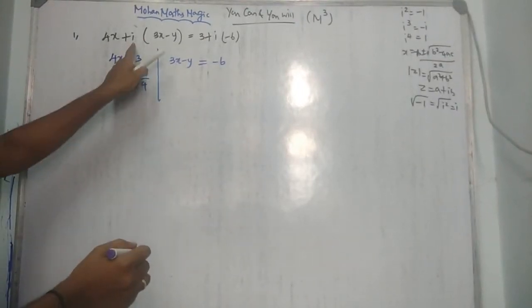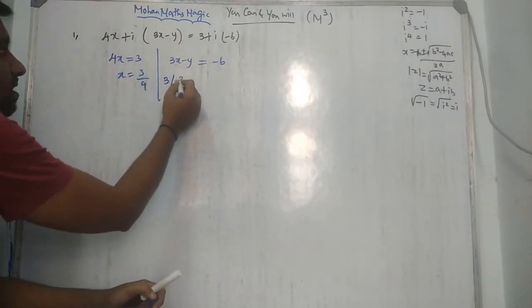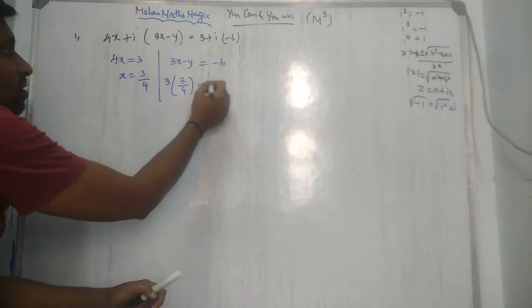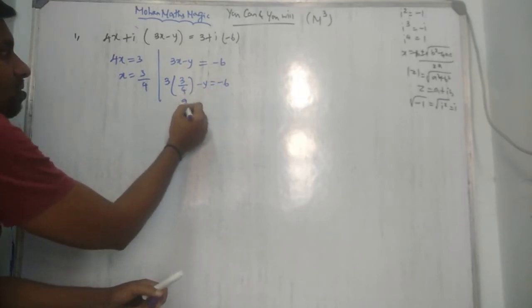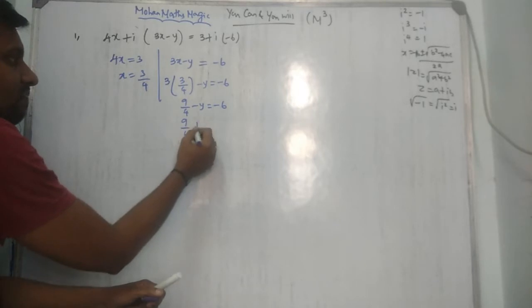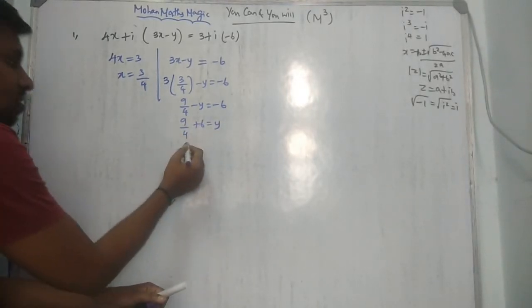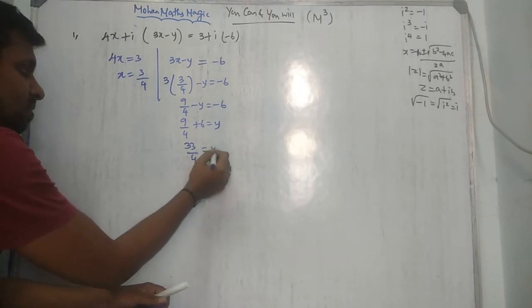Now the imaginary part: the coefficient of i alone should come. On the left it is 3x minus y, and on the right it is minus 6. So instead of x, I put 3 by 4: 3 into 3 by 4 minus y equals minus 6. So 9 upon 4 minus y equals negative 6. 9 upon 4 plus 6 equals y. So I got 33 upon 4.